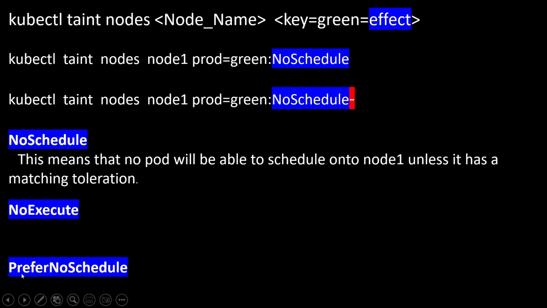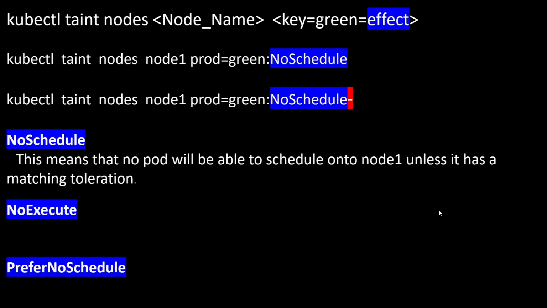Please bear in mind that already running pods will not move to other nodes. This effect is only for new pod deployment. Let me explain. Let's suppose we have three worker nodes and we have multiple pods running on these three worker nodes. If we add this taint on node1, then it will be applicable only for the newly deployed pods. The pods which are already running on this node will not get impacted.